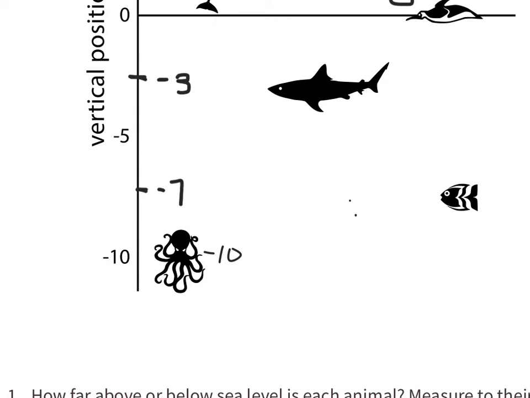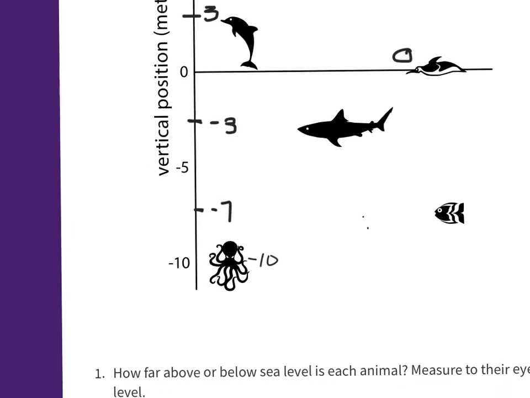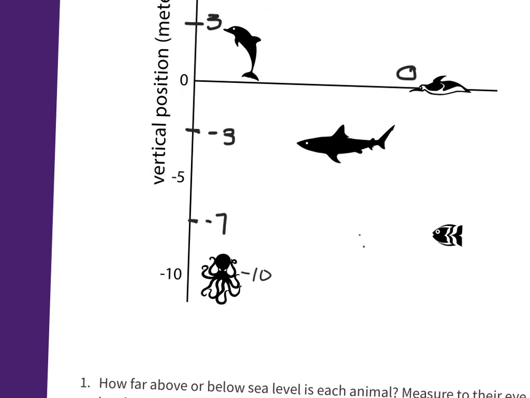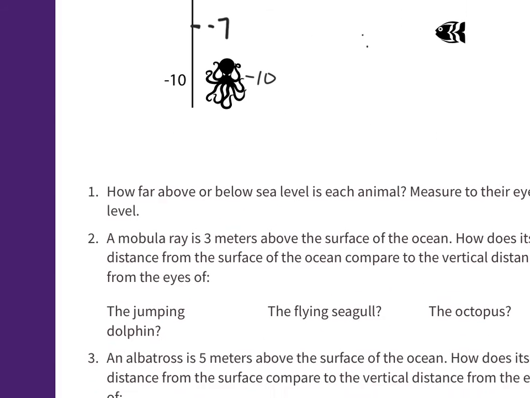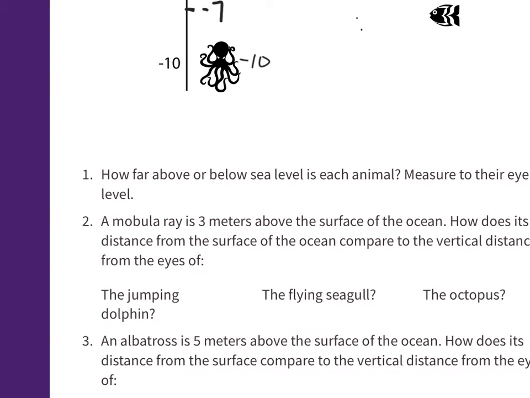Number 2. A mobile array is 3 meters above the surface of the ocean. How does its distance from the surface of the ocean compare to the vertical distance from the eyes? So in other words, how far apart are they? So we have this mobile array that's at 3, okay? Well, the dolphin's also at 3, so it says how far away is it from the jumping dolphin? Well, if they're both at 3, they are 0 units away, 3 and 3, all right?